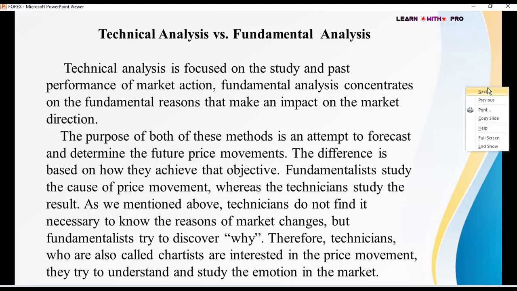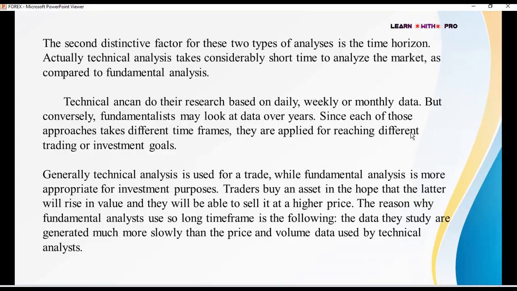Now, fundamentalists study the cause of price movement, whereas technicians study the result. As we have mentioned above, technicians do not find it necessary to know the reasons for market changes. I've explained all this. But fundamentalists try to discover why. Therefore, technicians are also called chartists and are interested in the price movement. They try to understand and study the emotion in the market. The second distinctive factor for the two types of analysis is the time horizon.